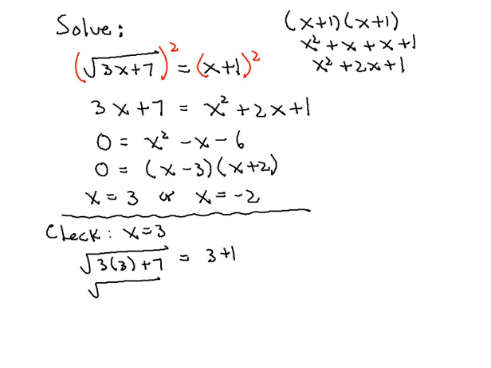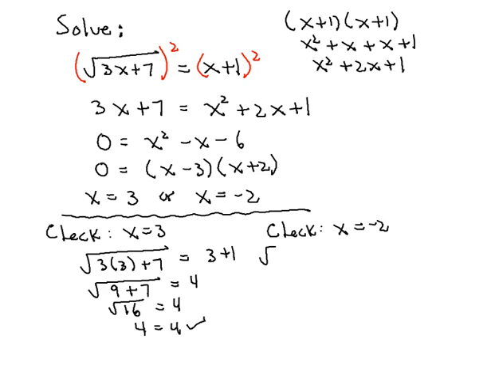So we'll have the square root then of 9 plus 7, which becomes the square root of 16. And the square root of 16 is 4, and that is equal to 4. So the solution x equals 3 does check. Now we'll next look at the possible solution, x equals negative 2.